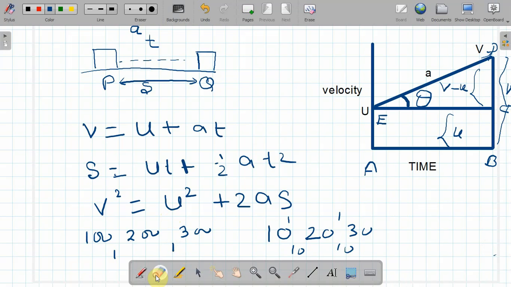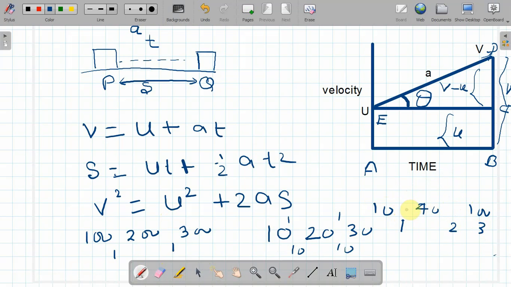If the acceleration is variable, let me make you understand: suppose in the first second the particle acquired 10 meter per second velocity. Now in the next second the particle acquired 40 meter per second velocity. This is 1 second, this is 2 second. Now in the next second the particle acquired 100 meter per second velocity.